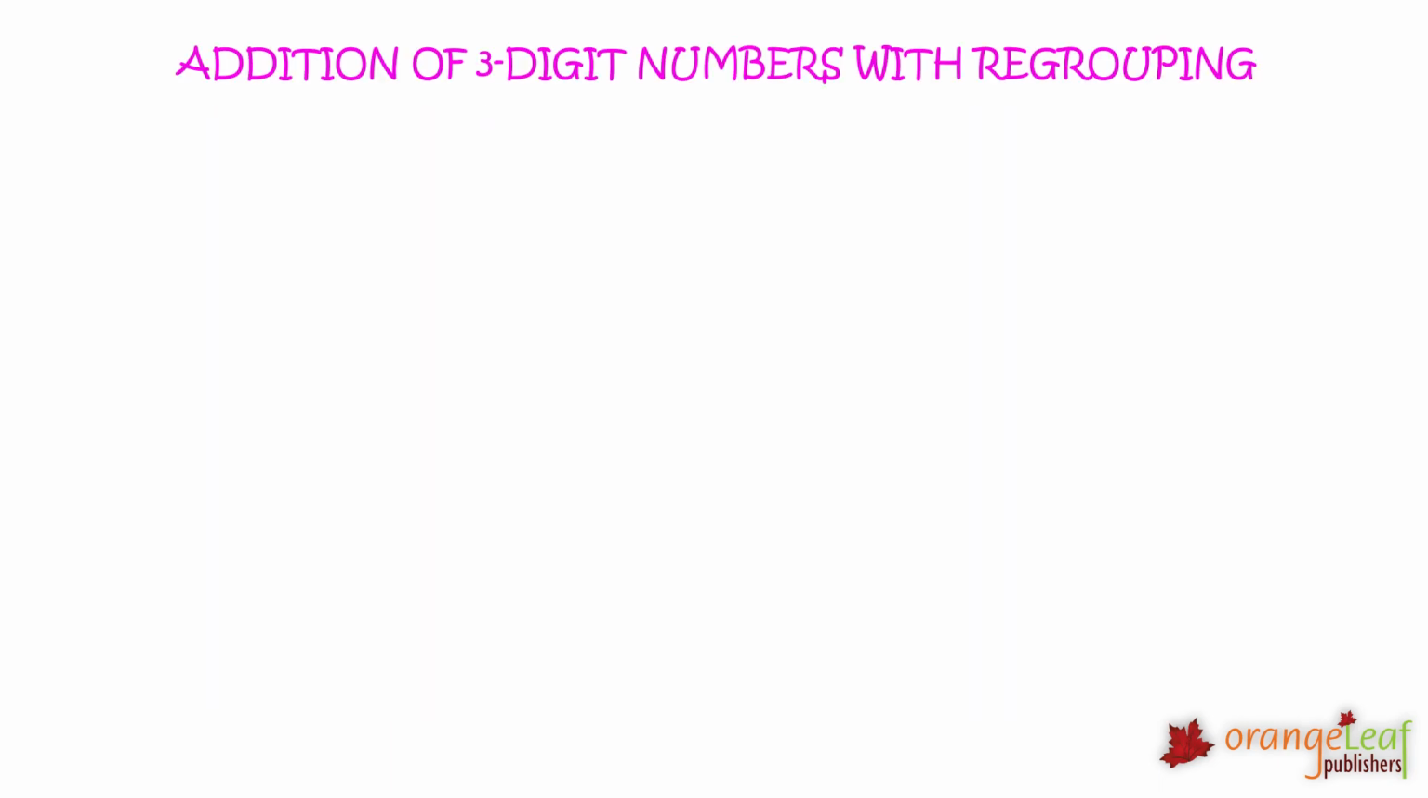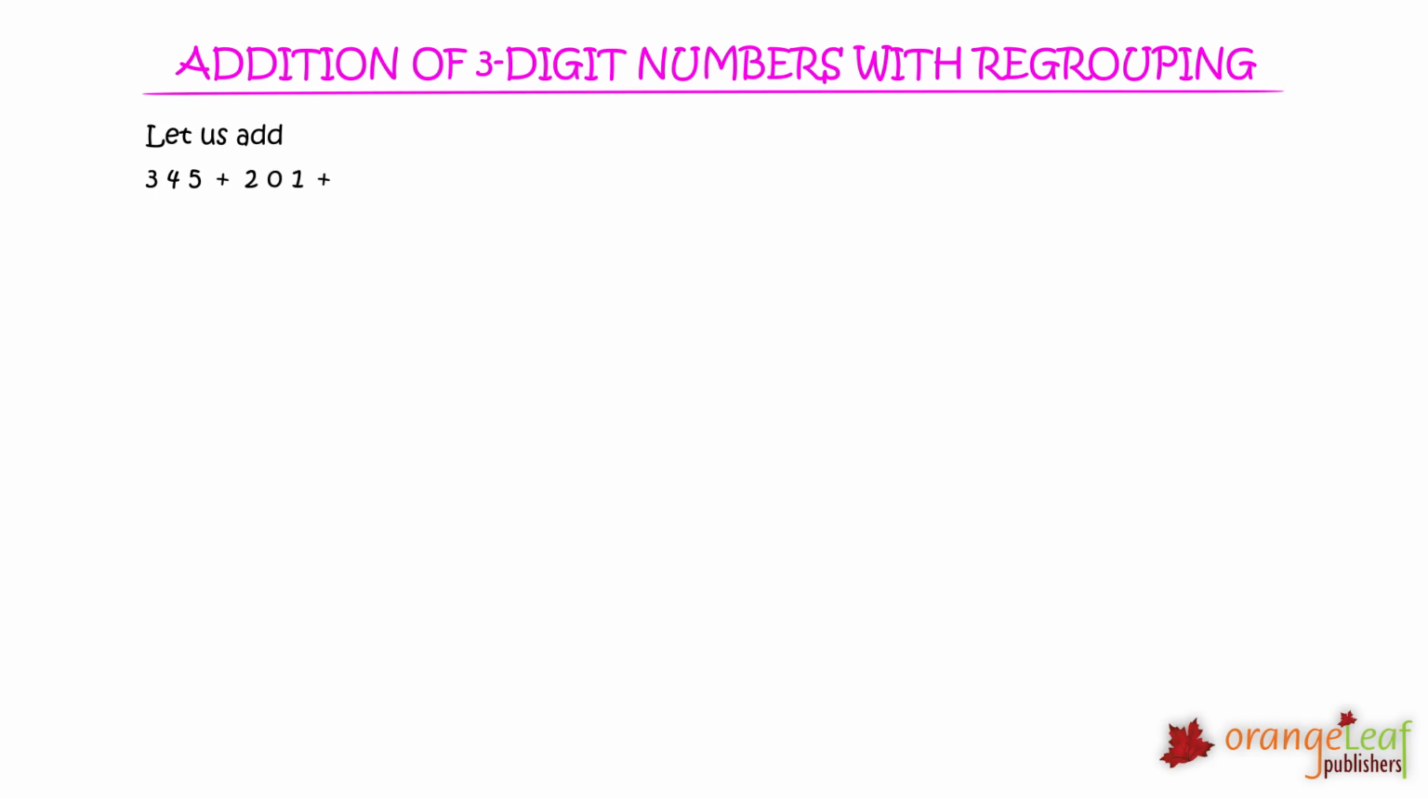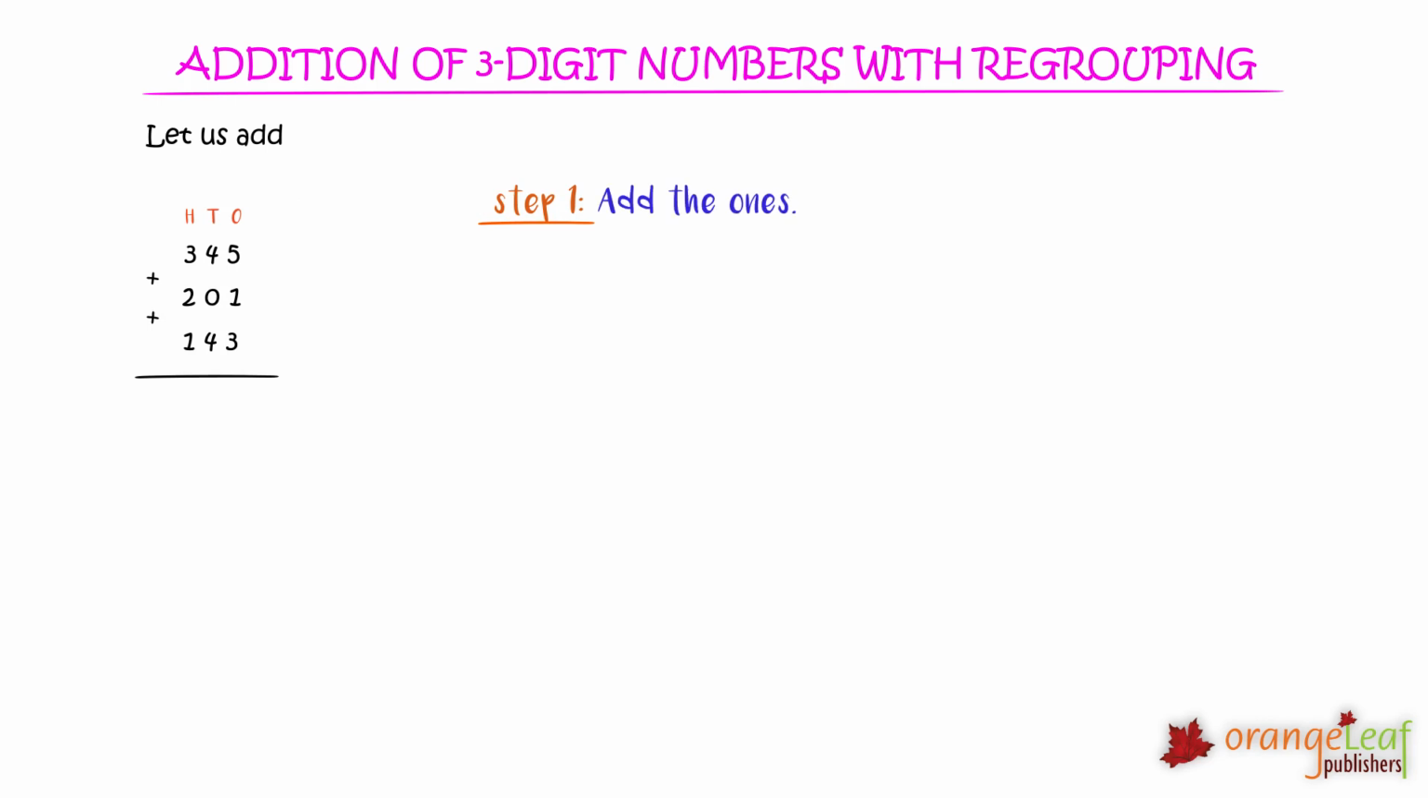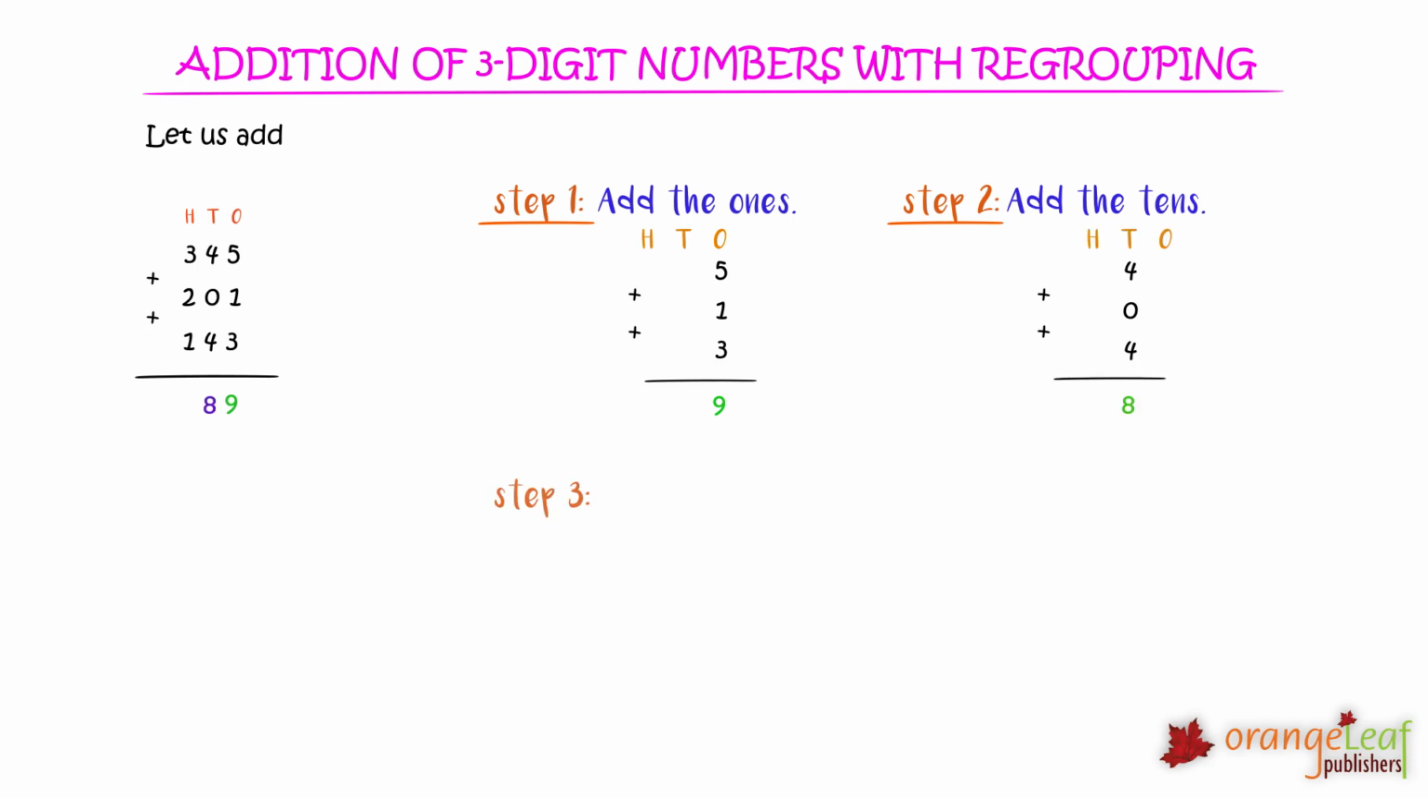Addition of 3-digit numbers with regrouping. Let us add 345, 201 and 143. Write the numbers one below the other as shown. Step 1. Add the ones. 5 plus 1 plus 3 is equal to 9 ones. Step 2. Add the tens. 4 plus 0 plus 4 is equal to 8 tens. Step 3. Add the hundreds.